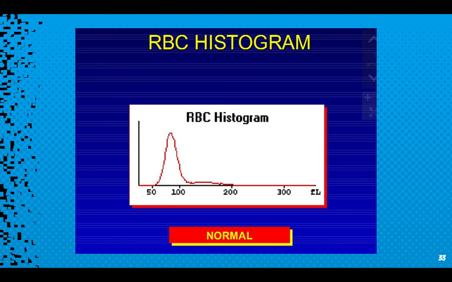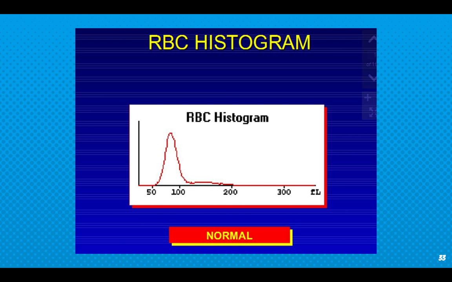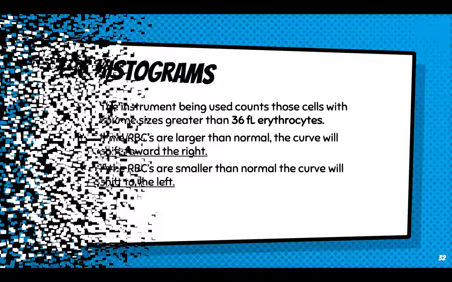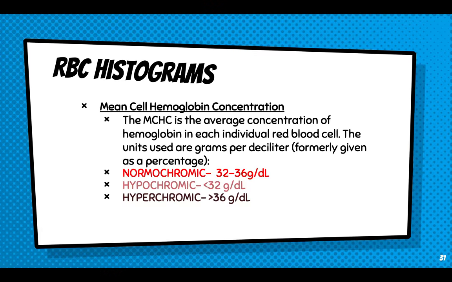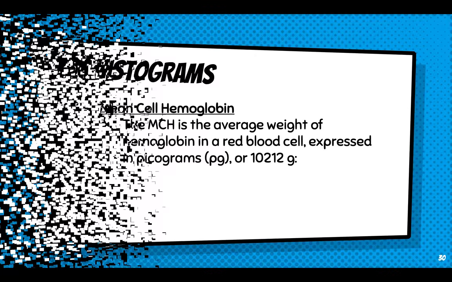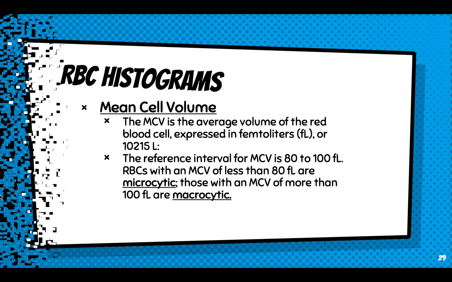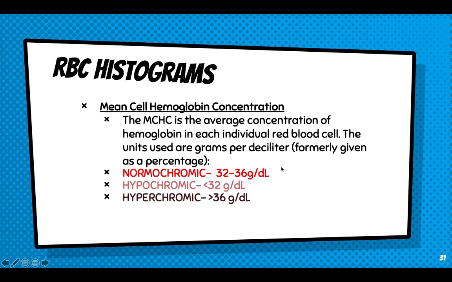Okay. So, this is an example of your RBC histogram. Again, going back, what is the normal value for your MCV, as we took from Rodak? That is very important for you to remember. 30 to 36 is for your MCHC, but for your MCV, it is 80 to 100. Okay, it is 80 to 100. So let's move on. This is an example of your histogram.